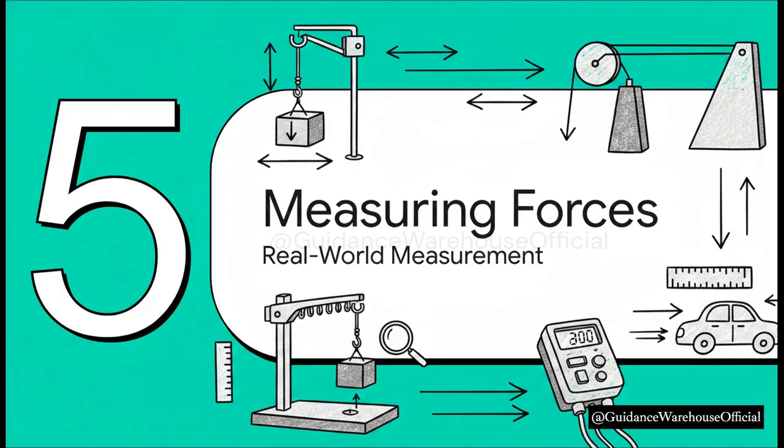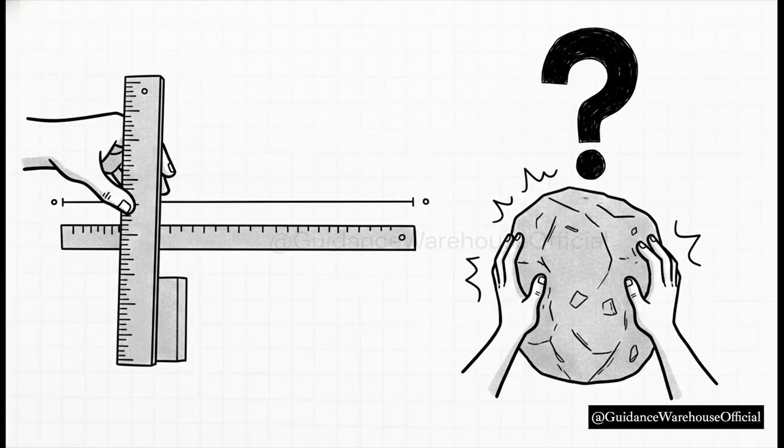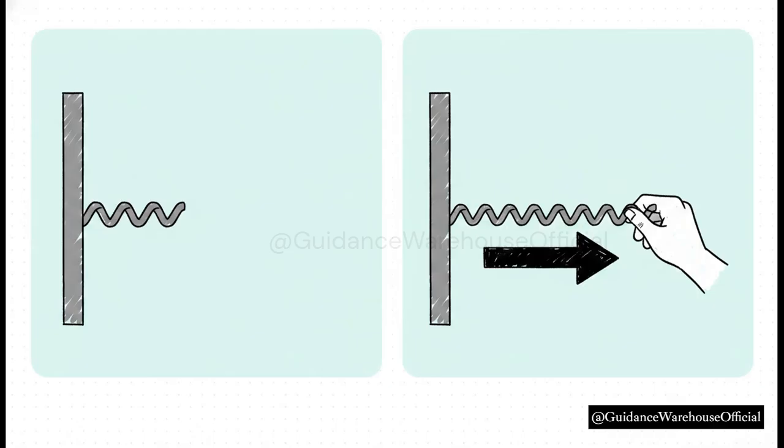Okay, now that we know how to map forces on a diagram, let's connect this to real life in Section 5, Measuring Forces with Springs, Real-World Measurement. Think about this for a second. If distance can be perfectly measured by a standard ruler, how do we create a standard unit for a push or a pull? We need something that provides a consistent, completely repeatable physical effort. And this brilliantly illustrates the solution: a simple spring.